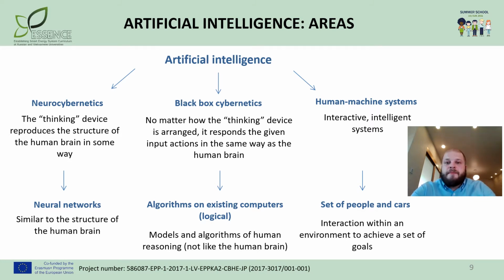The next one is black box cybernetics. The background for the black box is that no matter how the device is arranged, it responds to input actions in the same way as the human brain. So it's like the algorithms of existing computers, logical, which are based on rules. And the last but not the least one is human-machine systems, which are interactive, intelligent. They interact with the environment to achieve the stated goals for a specific problem under consideration.